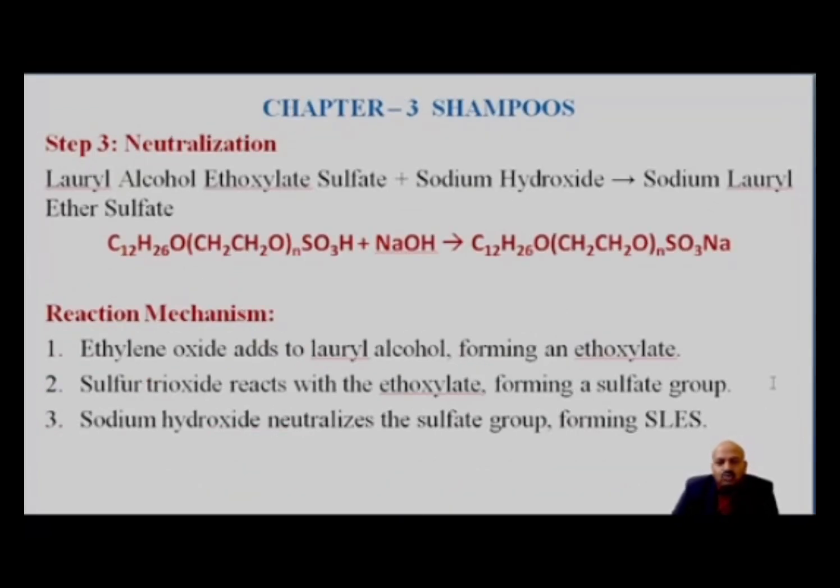And the third one is neutralization. Lauryl alcohol ethoxylate sulfate, which is formed in step 2, now reacts with sodium hydroxide as a neutralization process. It forms sodium lauryl ether sulfate: C12H25O(CH2CH2O)n SO3H plus NaOH gives rise to C12H25O(CH2CH2O)n SO3Na. This is about the sodium lauryl ether sulfate preparation and its reaction mechanism.